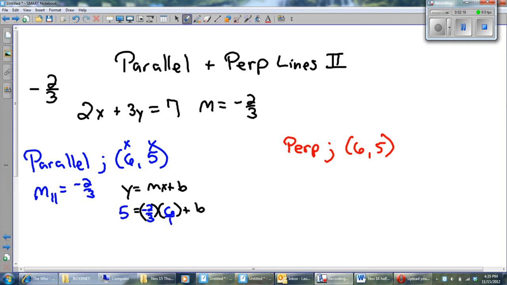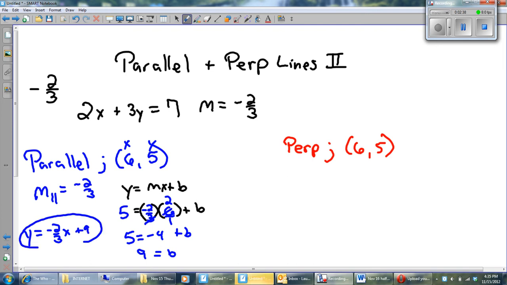Okay, so 5 is going to equal, 3 is going to go into 6 2 times. 2 times 2 is 4, but it's negative, negative 4, plus b. b is going to equal 9. Therefore, my equation is y equals negative 2/3 x plus 9. And there we go.